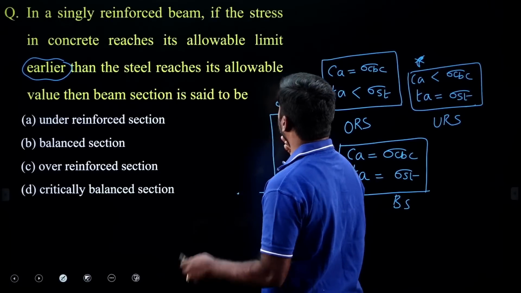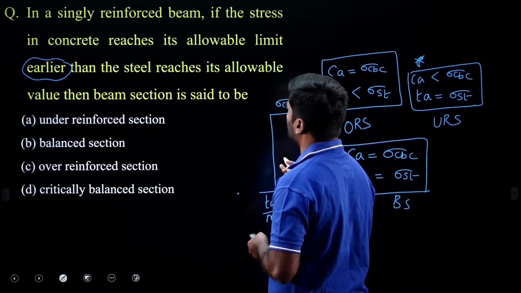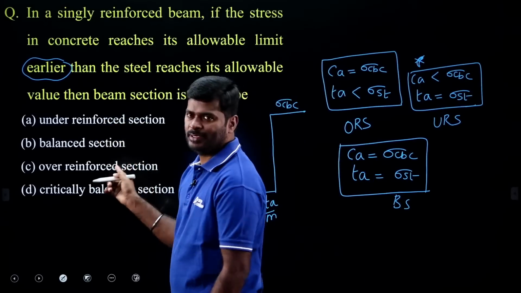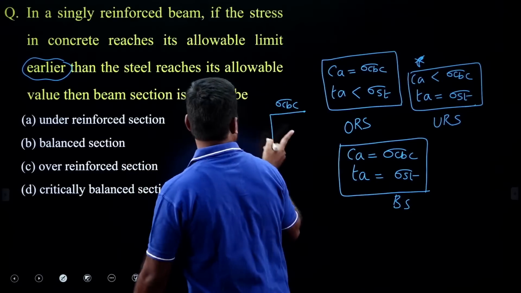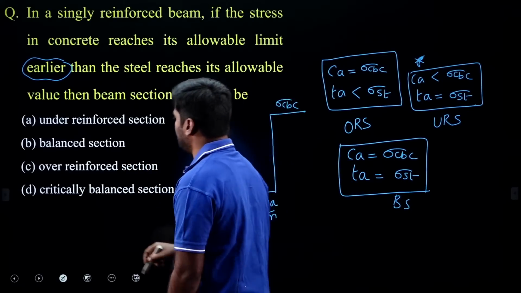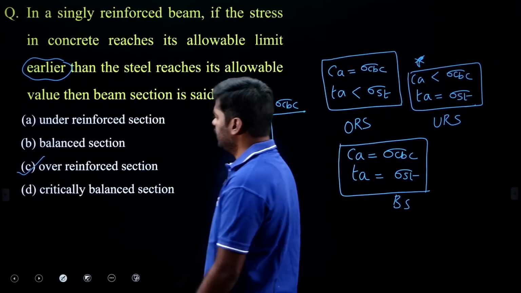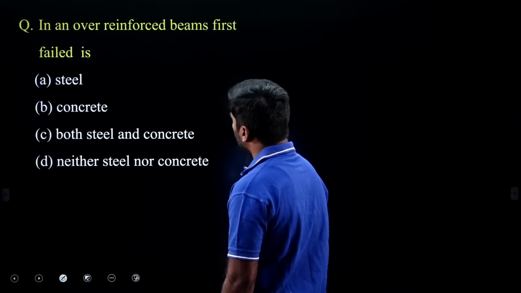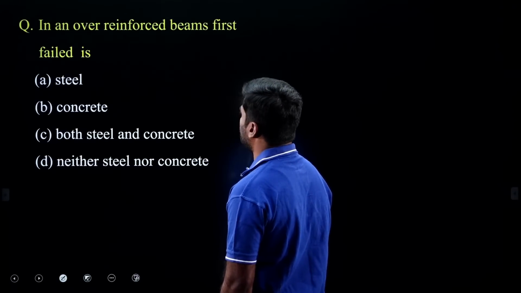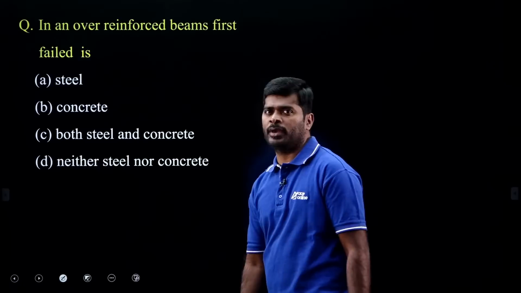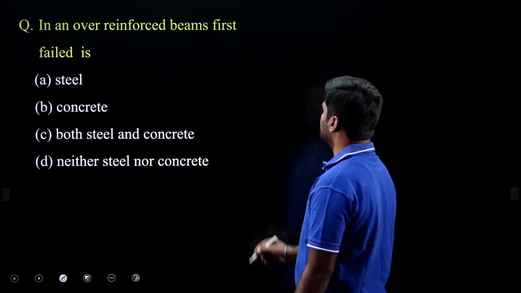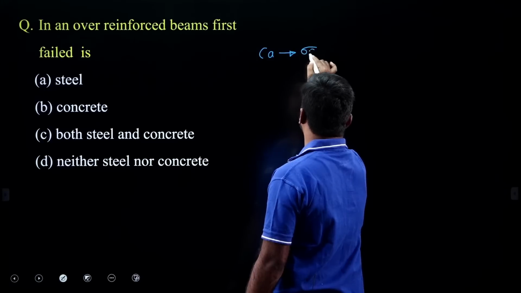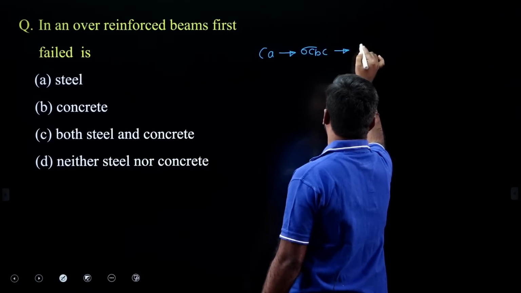Here they are telling that stress in concrete reaches its allowable limit earlier, means first. Suppose if they use later, then the option will be changed. Anyway, for the given question, option C is correct. Next, in an over reinforced beam, which material fails first in an over reinforced section? My dear, since the stress in concrete reached its permissible stress, concrete fails first.